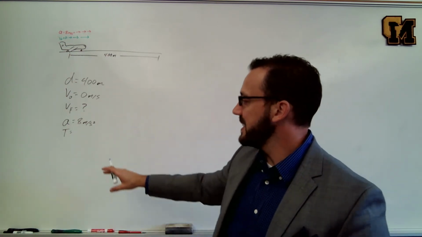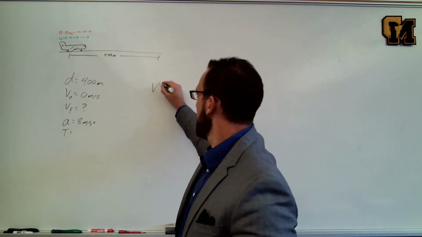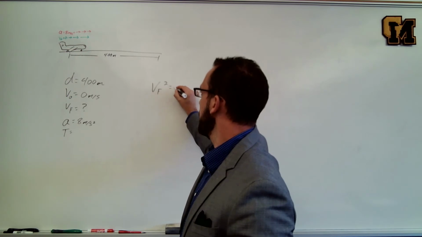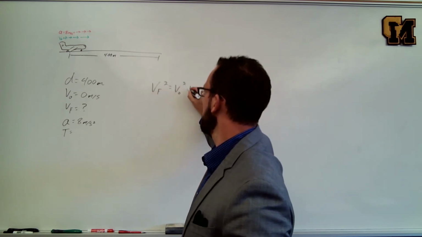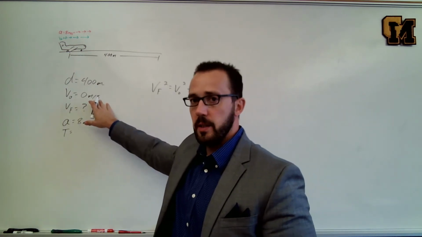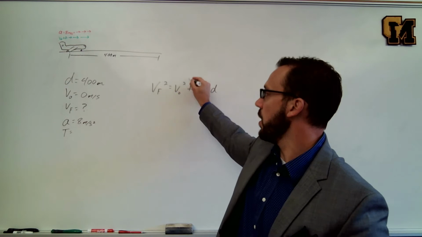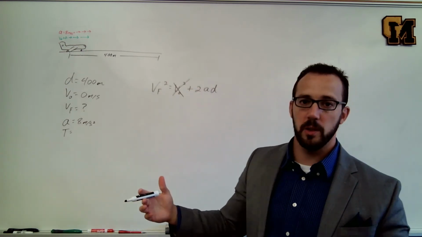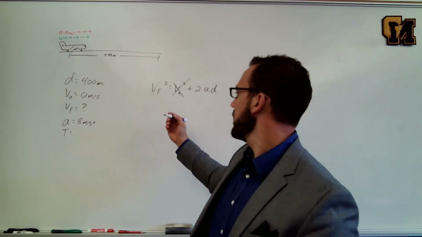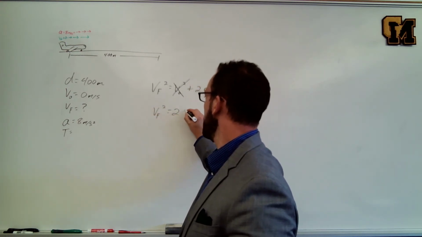We're going to pick the equation that does not have time in it, since time is the thing that we're missing. That's the fourth equation, vf squared equals v naught squared plus 2ad. V naught is 0. I sometimes like to plug the zeros in if it's going to make my life easier. It's going to make a whole term go away because 0 squared is just 0. That's going to leave me with vf squared equals 2ad.